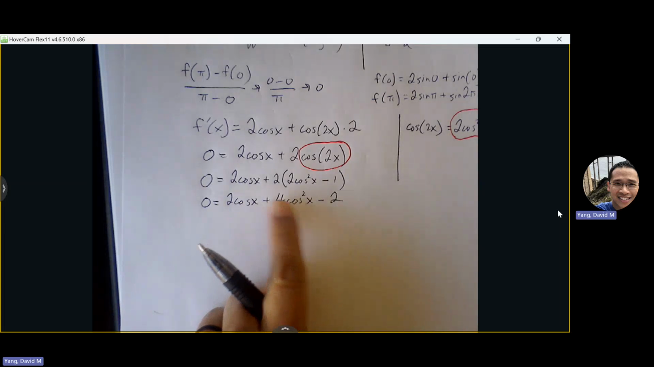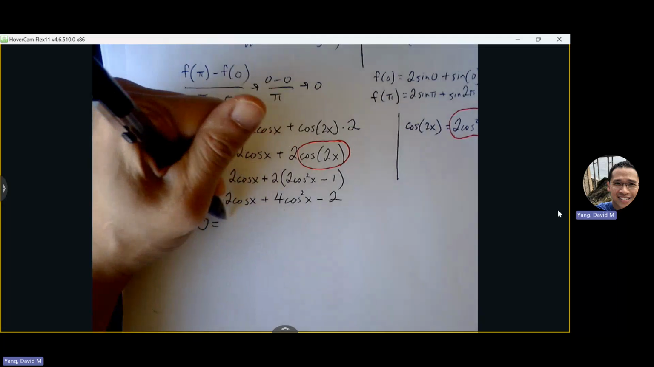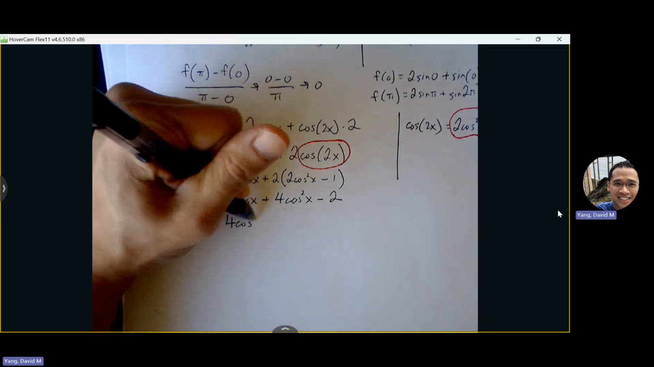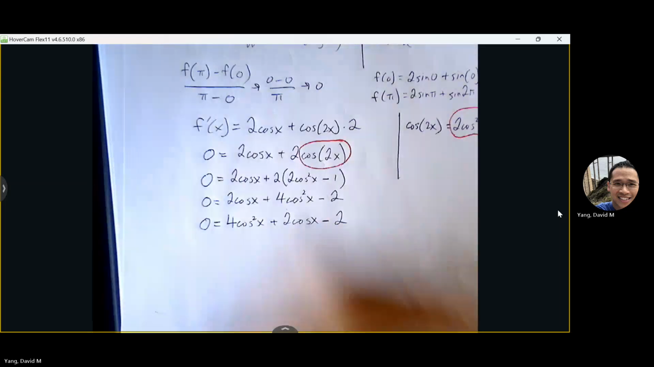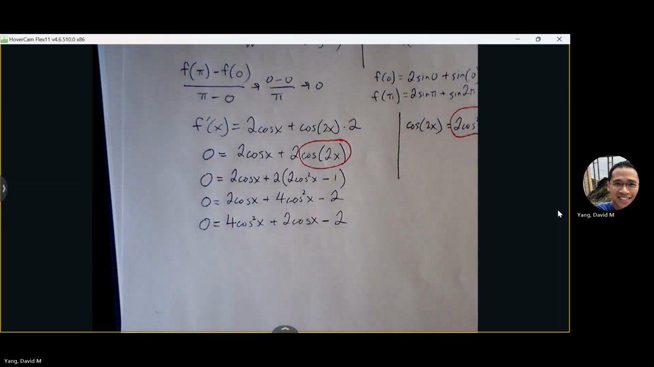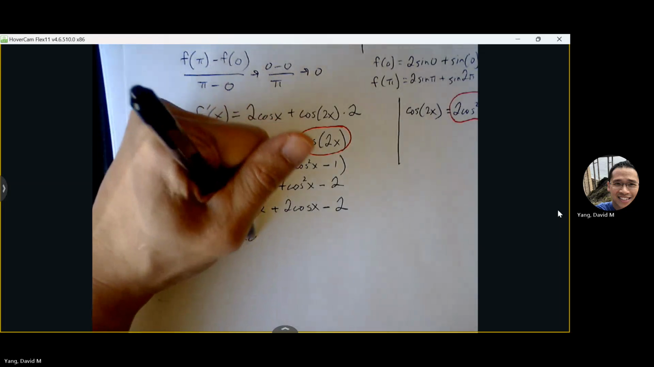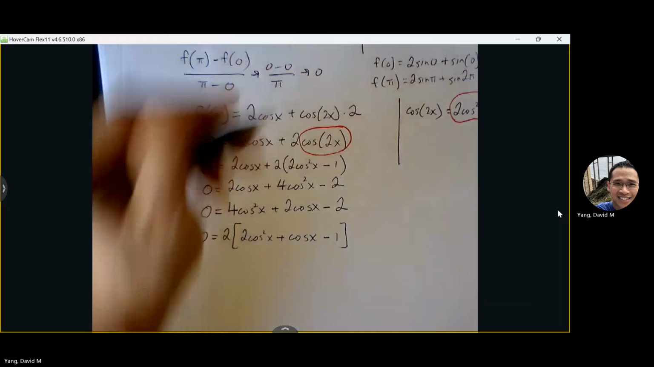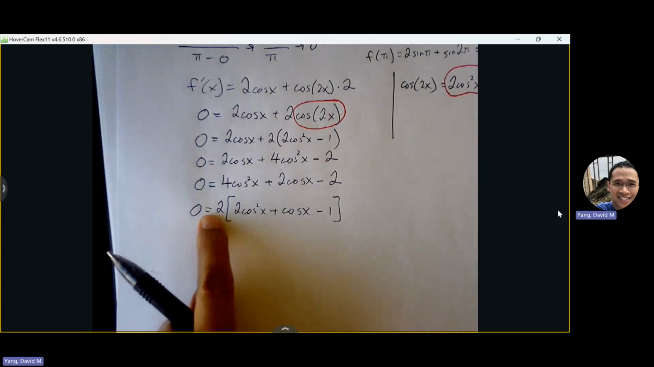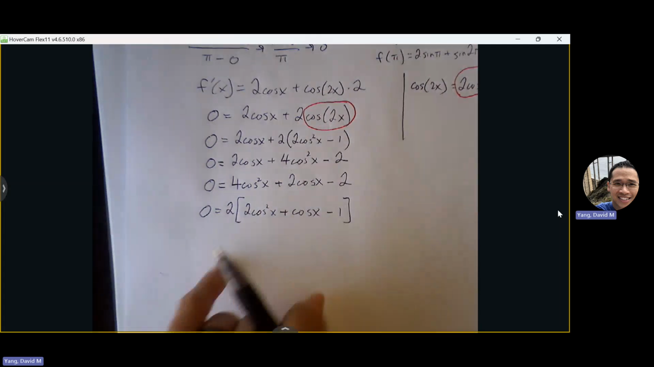So I see a cosine squared, I see a cosine, I see a constant. I'm expecting trinomial factoring here, so I'm going to start getting them in order. I can factor out a 2, so that I can ignore the 2. That 2 is now a coefficient. It won't impact my solution here. But this is a trinomial factoring.